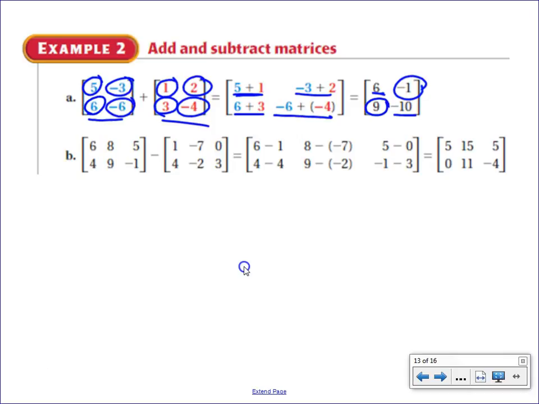They have to be the same size. So in this case, we have 3 columns and 2 rows, 2 by 3, and we just combine the same ones. So 6 minus 1 is 5. 8 minus -7 is 15. 5 minus 0, 5. And we keep the numbers in the same position. 4 minus 4, 0. 9 minus -2 is 11. -1 minus 3 is -4. Okay, so we need to learn the basics of how to add or subtract before we can talk about how we're going to use these to translate a figure.